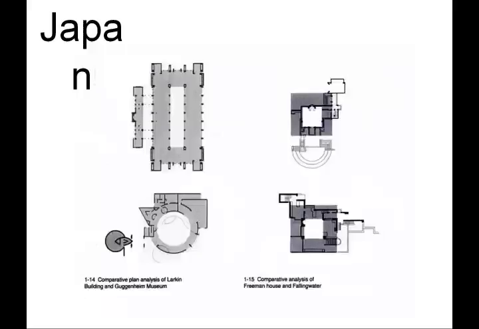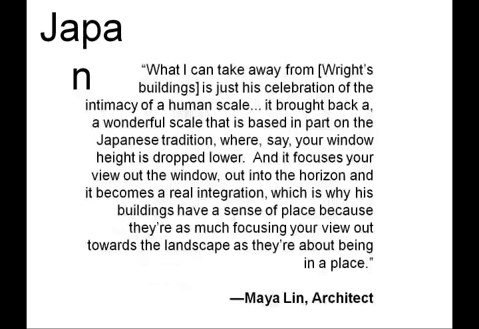Wright's work demonstrates a proclivity for transformational rather than radical change, which demonstrates his allegiance to type. So ultimately we do see his work unfold as a variation on themes. And then from Maya Lin, regarding the Japanese tradition. I think it's interesting here that, again, her quote focuses on the connection between inside and outside. In this case, at what height you place your window and how your gaze can exit the building.